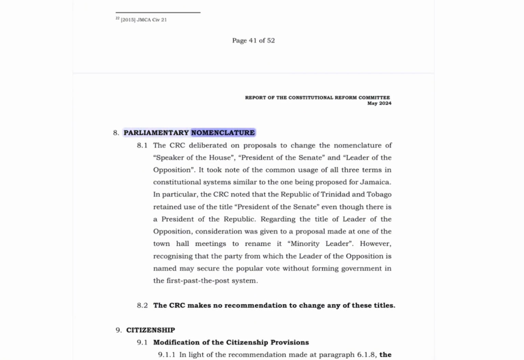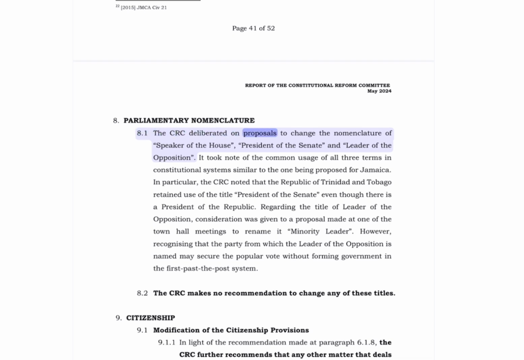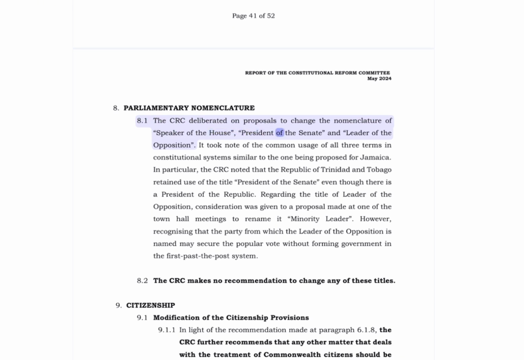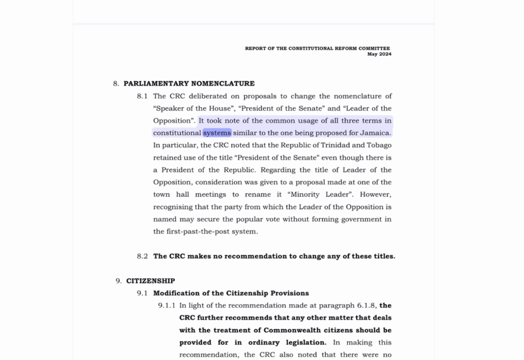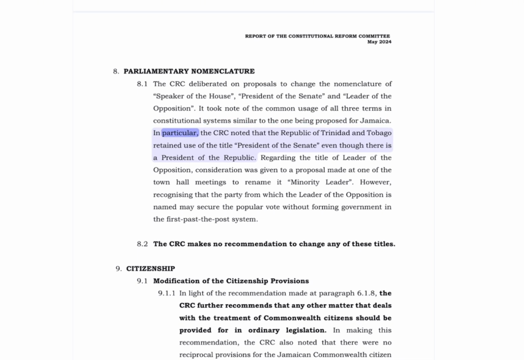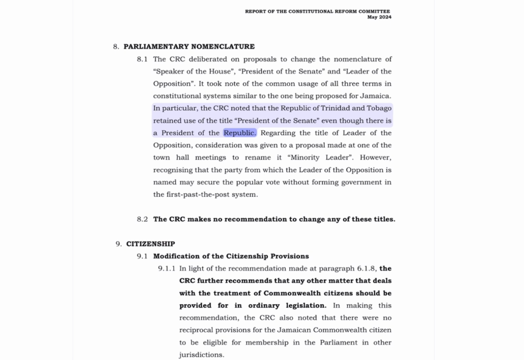8. Parliamentary Nomenclature. 8.1 The CRC deliberated on proposals to change the nomenclature of Speaker of the House, President of the Senate, and Leader of the Opposition. It took note of the common usage of all three terms in constitutional systems similar to the one being proposed for Jamaica. In particular, the CRC noted that the Republic of Trinidad and Tobago retained use of the title President of the Senate, even though there is a President of the Republic.